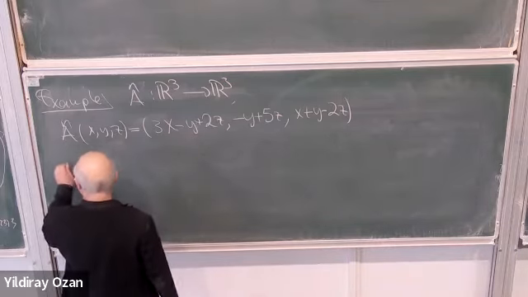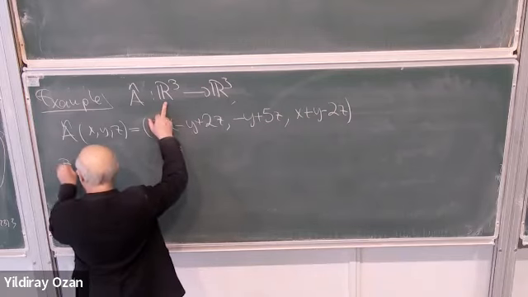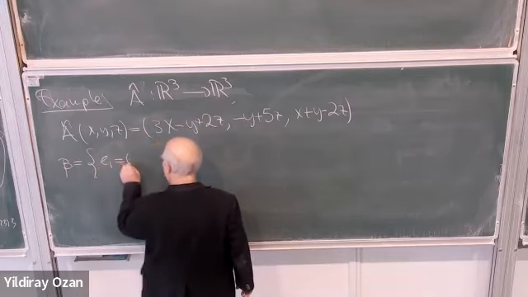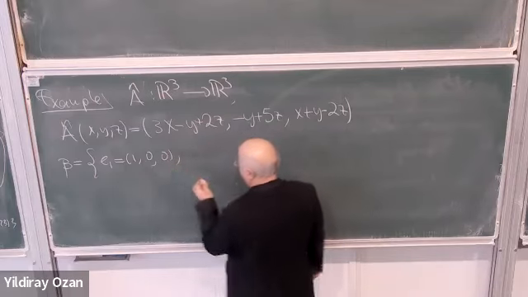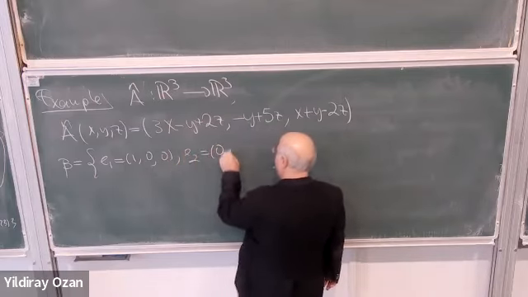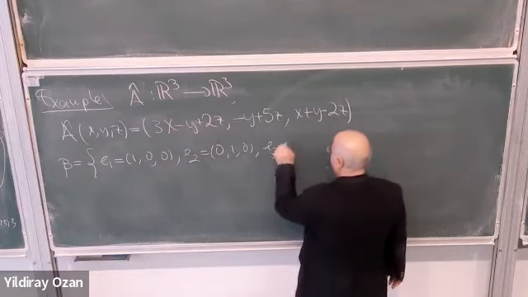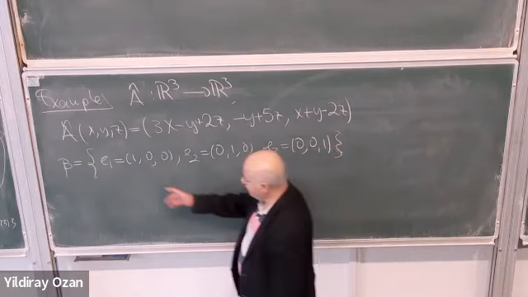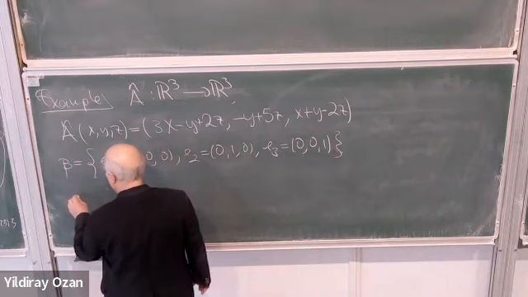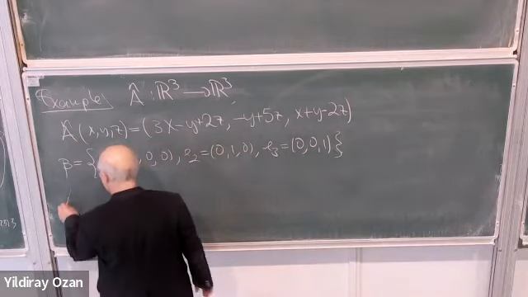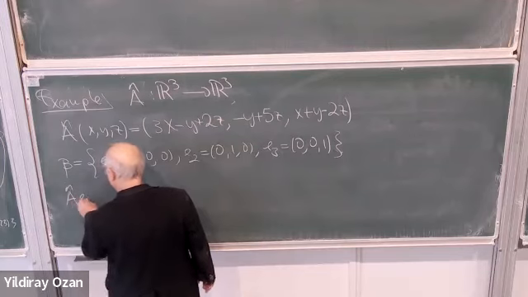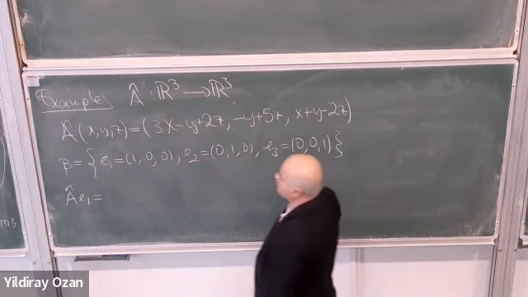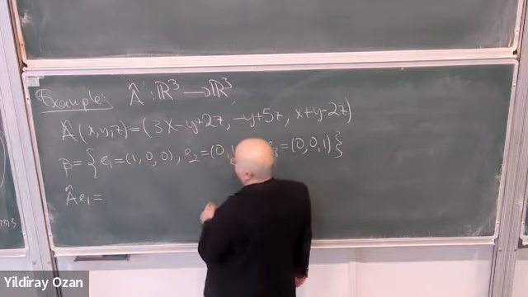So what we should do, I pick up a basis for R3. So I can just pick up my basis as these vectors. You can pick up any basis. And then we just compute the images of these vectors under the A hat.